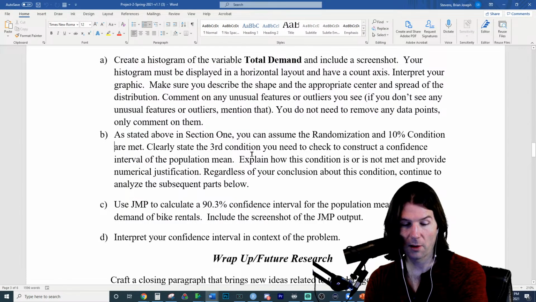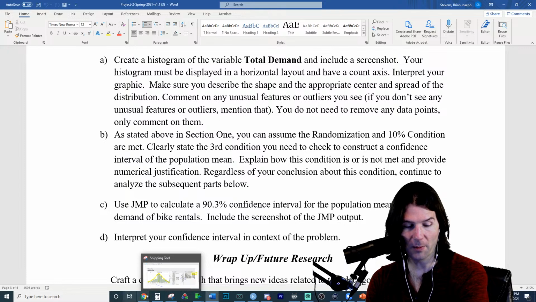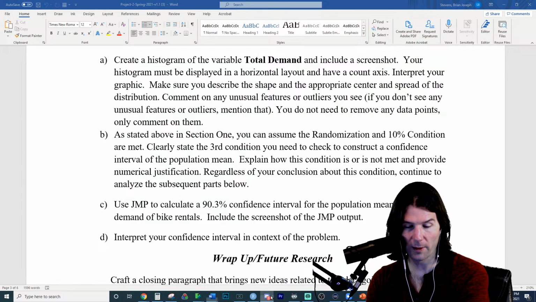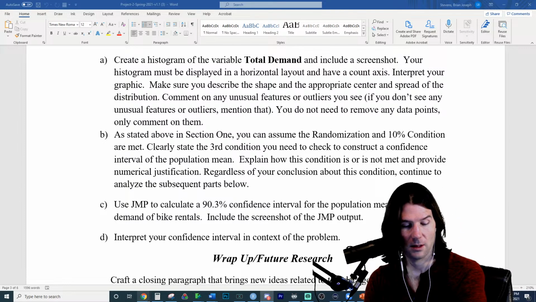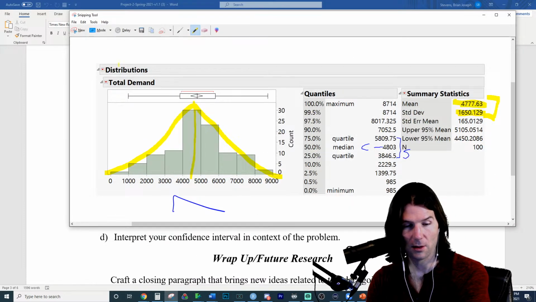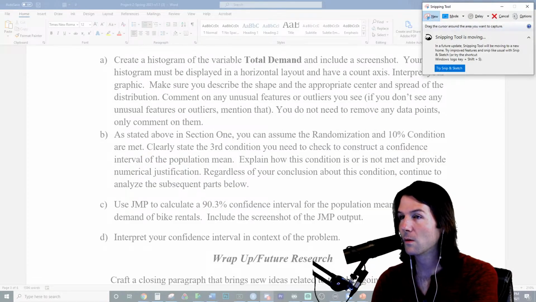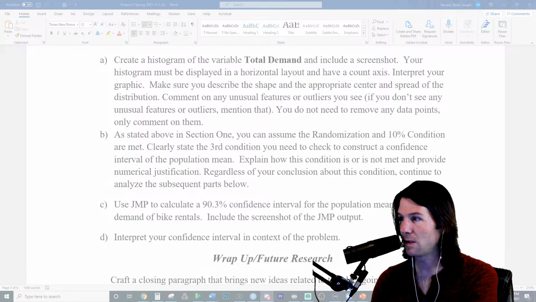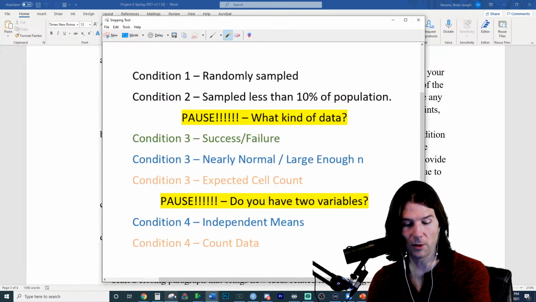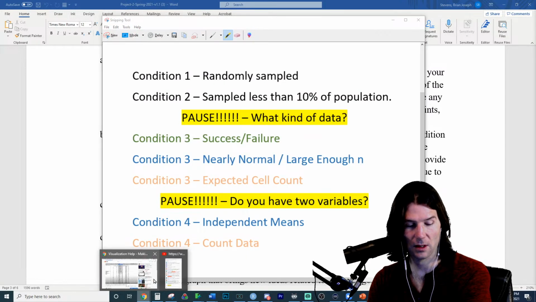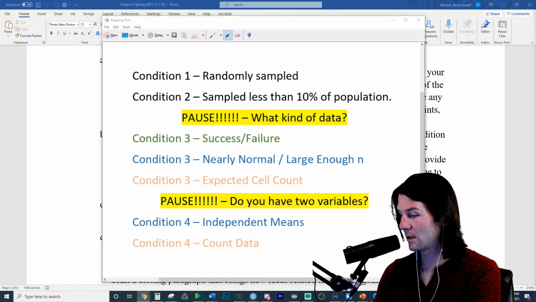As above, randomization, the third condition right here. So for our third condition, which do I still have that in my copy paste? I do not, but let's go grab it here real quick. Where'd it go? The third condition, when we're dealing with quantitative distributions, is the what?